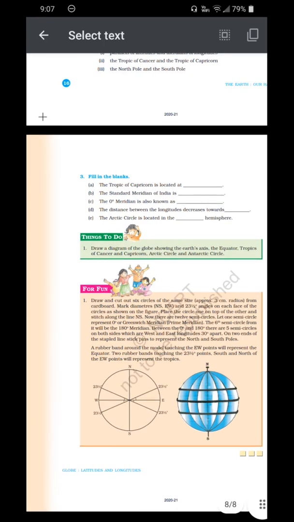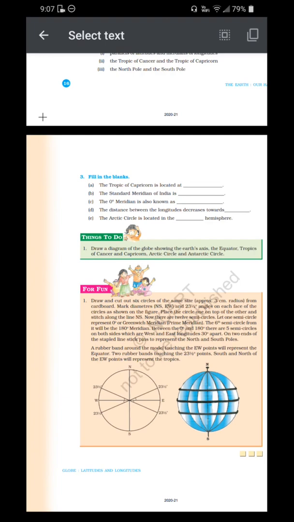draw and cut out 6 circles of the same size, approximately 3 centimeters radius, from cardboard. Mark diameters NS, EW and 23.5 degrees angles on each face of the circles as shown in the figure. Place the circles one on top of the other and stitch along the line NS. Now there are 12 semicircles. Let one semicircle represent the 0 degrees or Greenwich meridian, the prime meridian.